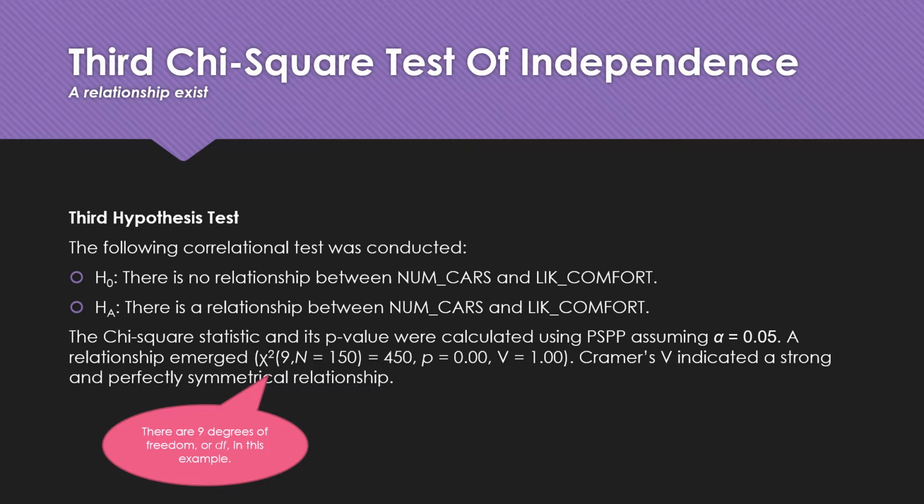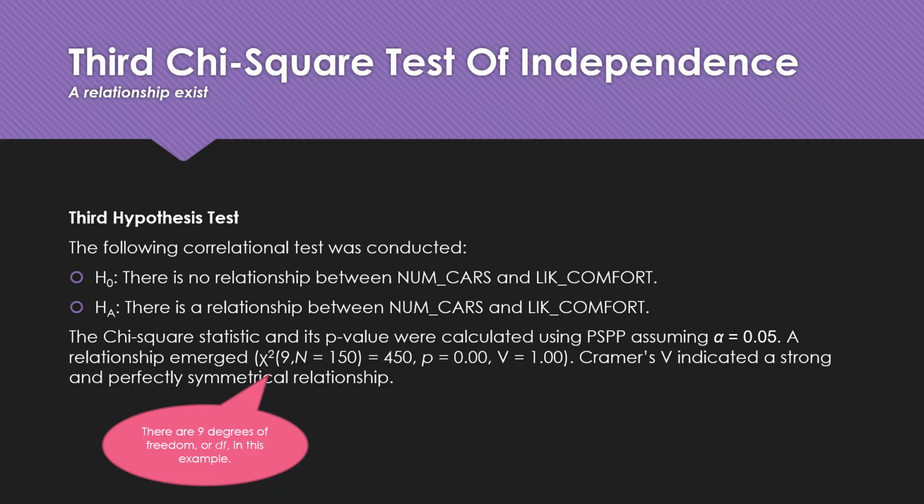In our third chi-square test of independence, we're going to discuss the number of cars and level of comfort. Our null hypothesis states there is no relationship between the number of cars and level of comfort. The alternative hypothesis states that there is a relationship between the number of cars and level of comfort. As a result of the test, we have a chi-square of 450. Again, the number of cases is 150, with 9 degrees of freedom. The p-value is equal to 0.00, which is less than the alpha constant of 0.05.